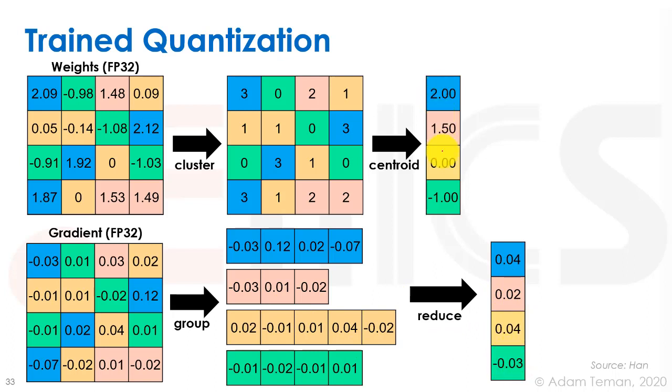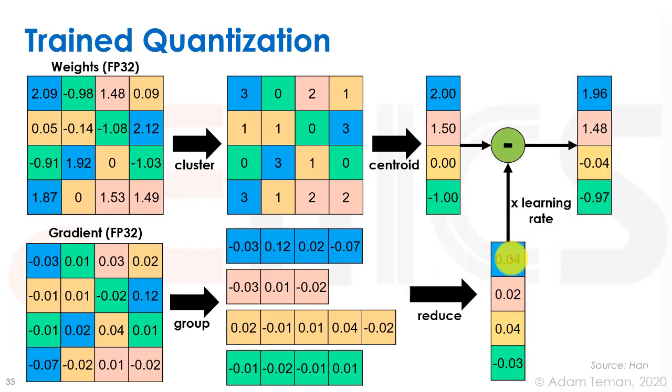Now, having our centroid that we found over here before, and having our reduced gradient over here, we're just going to combine those together. Of course, we can apply a learning rate to the reduction, and then we subtract the reduced gradients times the learning rate from the centroids that we found, and these are basically the updated weights that we have. So now instead of all of these blue ones, we're going to use the value 1.96. Instead of these red ones, we're going to use 1.48, etc.